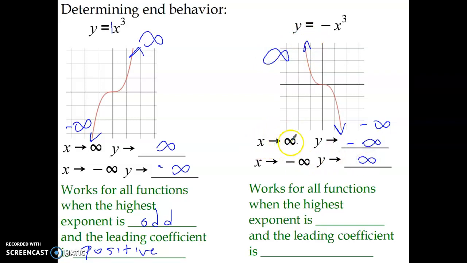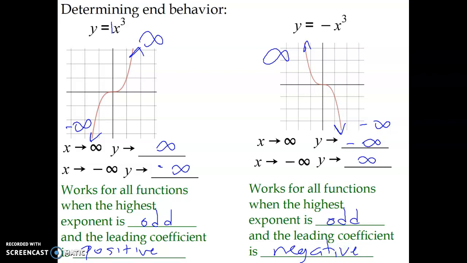So as x approaches positive infinity, as x moves to the right, y is going down. Y is going towards negative infinity. And as x goes to the left, y is going up. Y is going towards positive infinity. Well, just like the other ones, this happens to work for all the functions when the highest exponent is odd and the leading coefficient this time is negative. So my, I didn't show up, is negative.